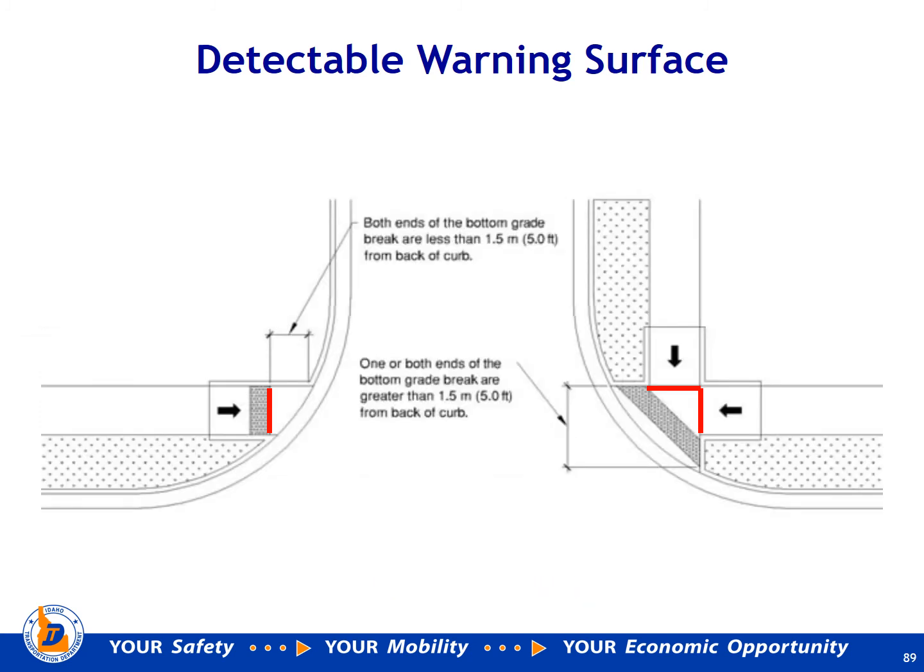Here, in the left example, where the bottom grade break is behind the curb and the distance from either end of the grade break to the back of the curb is 5 feet or less, then the detectable warning surface is to be placed on the ramp within one dome spacing of the bottom of the grade break. On the right example, where the bottom grade break is more than 5 feet from the back of the curb, and the distance from either end of the bottom grade breaks is more than 5 feet from the back of curb, the detectable warning surface is to be placed on the lower landing at the back of the curb.